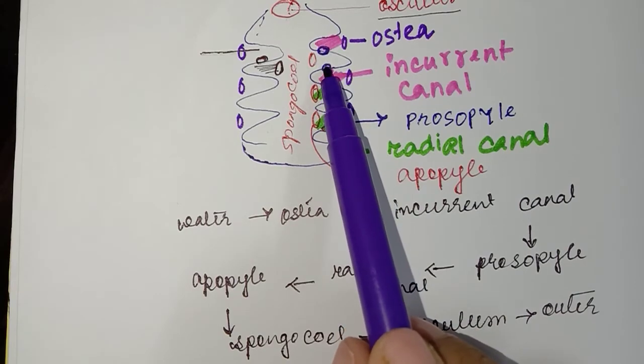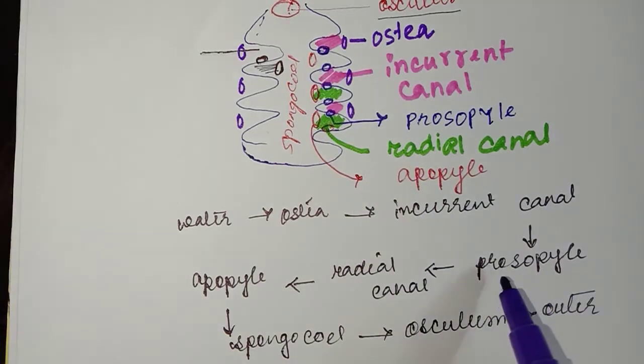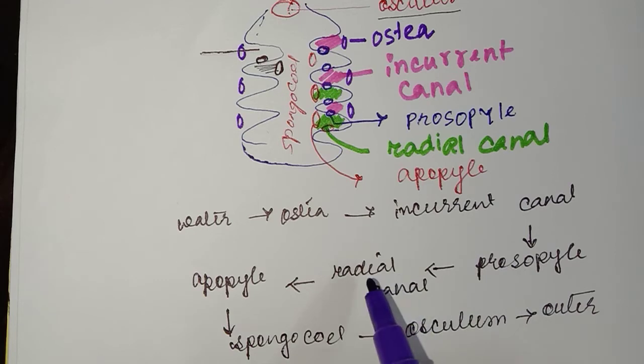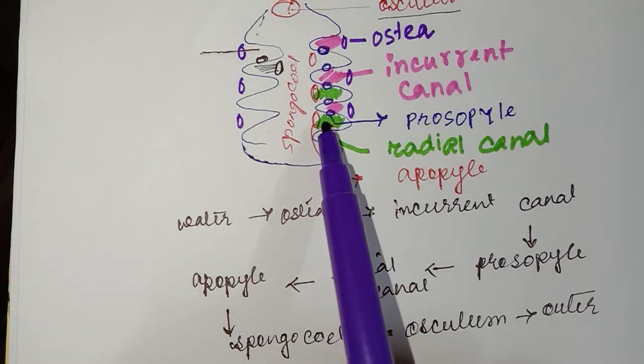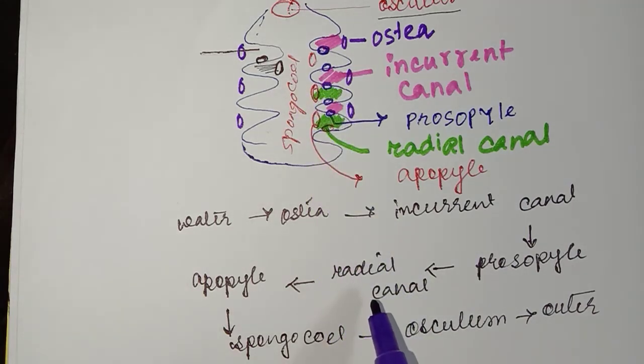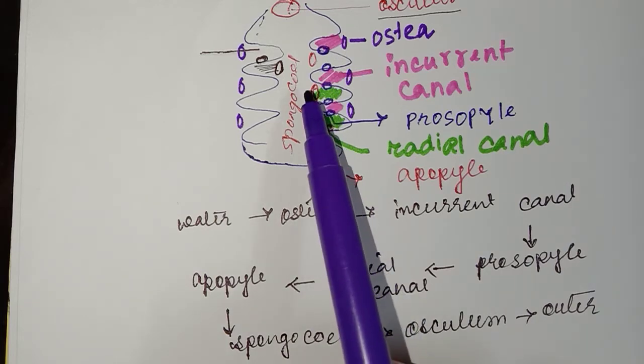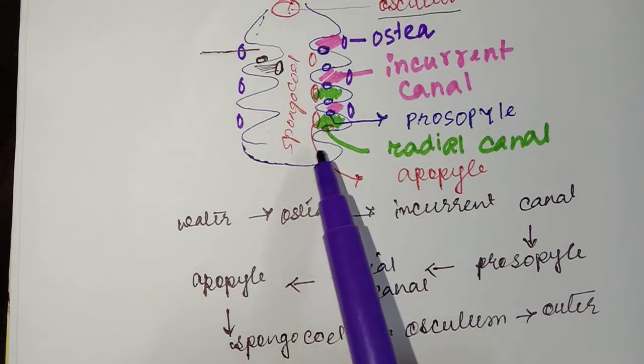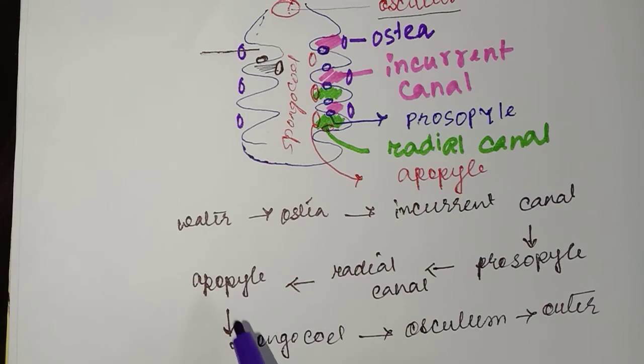These openings in the incurrent canal are known as the prosopyle. With the help of the prosopyle, the water will enter into that green colored canal, which is called the radial canal. Now, these red colored openings are known as apopyle. With the help of this apopyle, the water will go to this cavity.